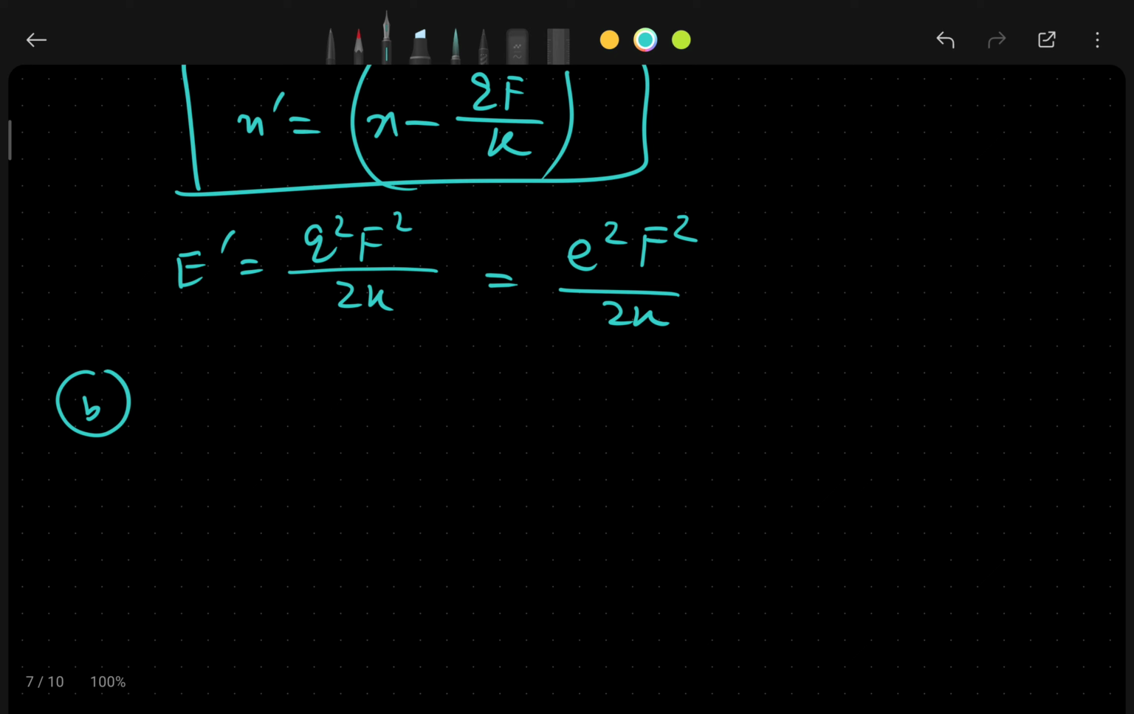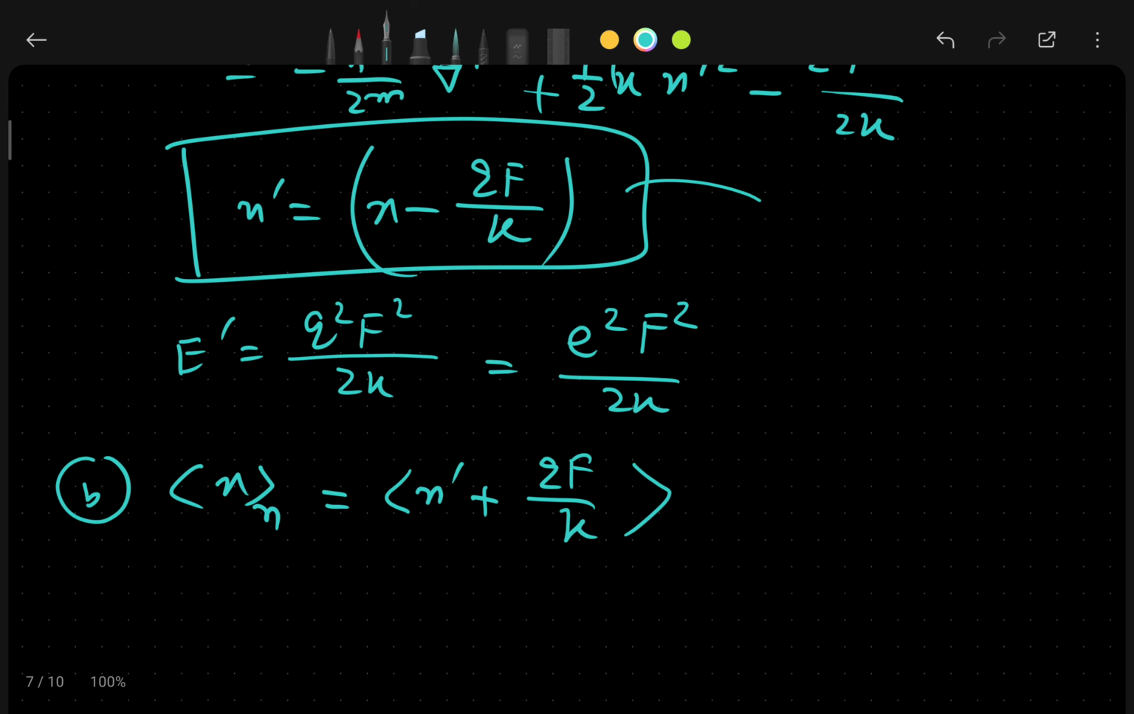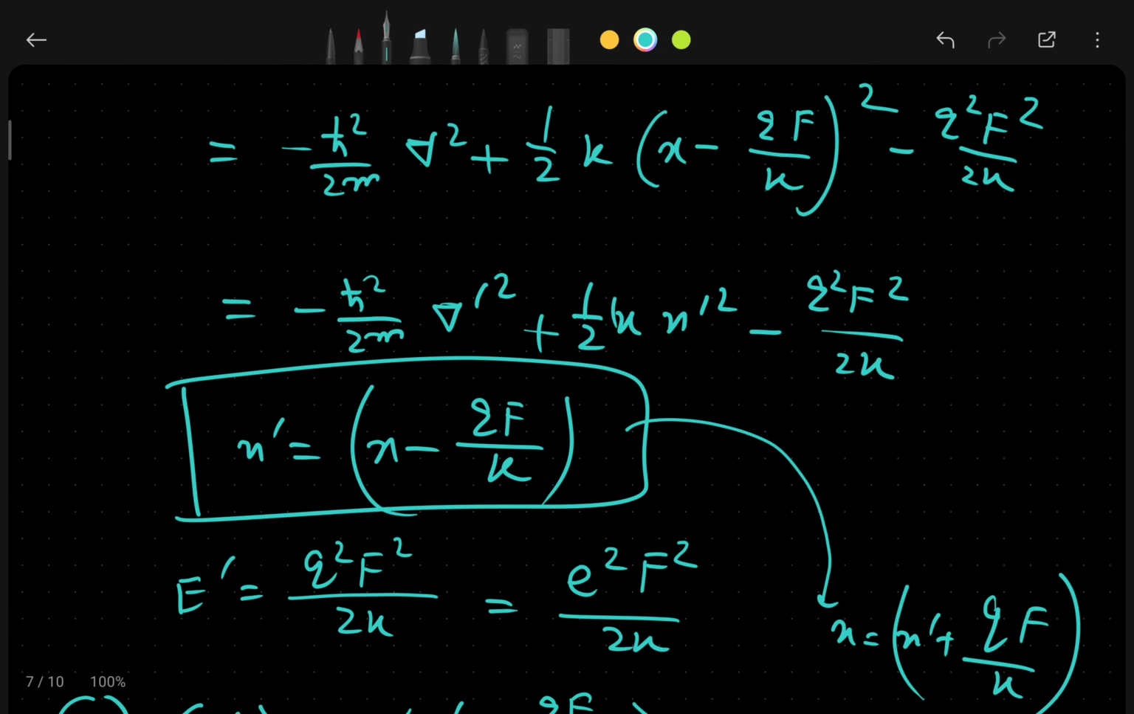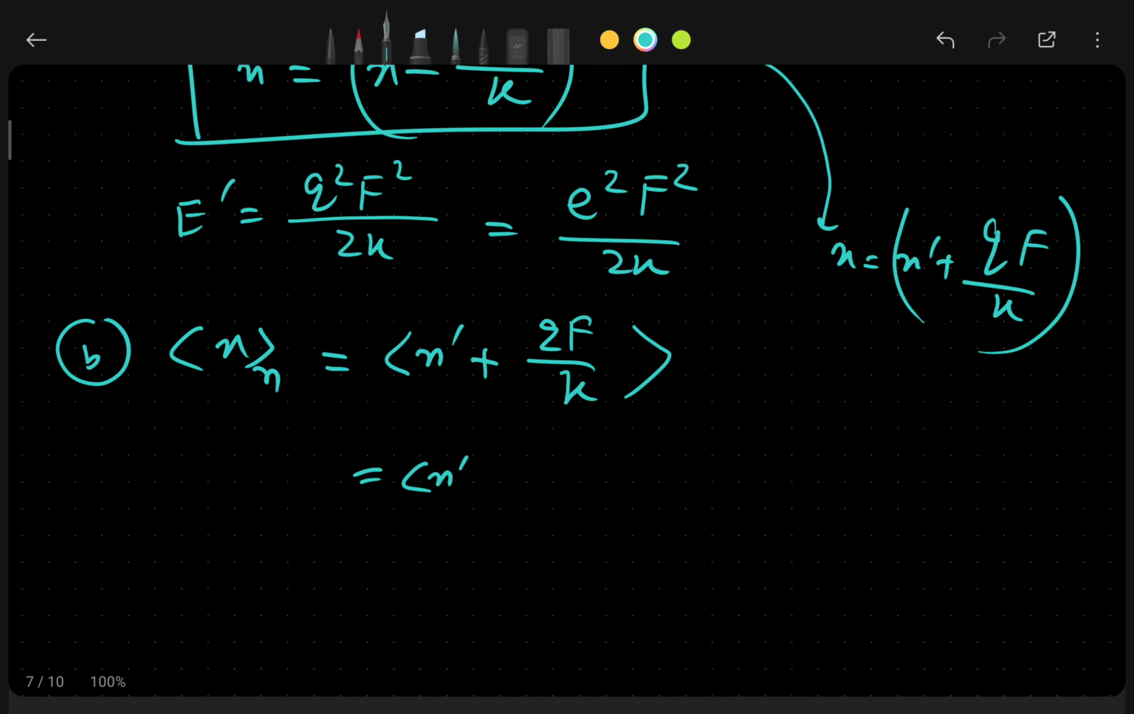The expectation value of x in the state n, the average value of x in state n, equals x' plus qF/k. It can be written as x = x' + qF/k. So it can be qF/k.